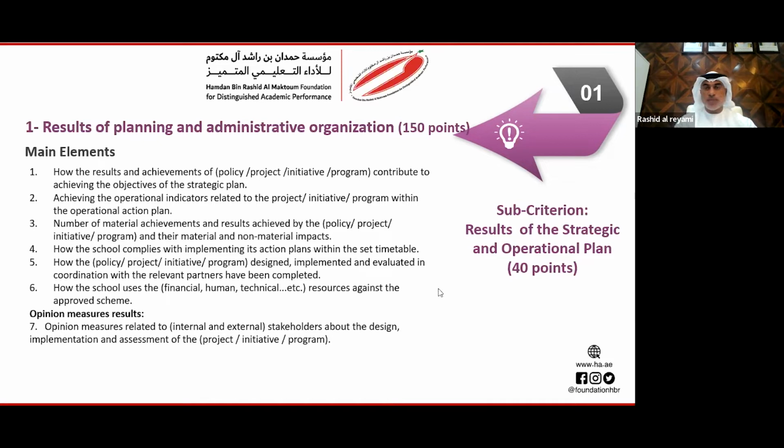That's the question. Okay. So now we will look at the result of the first and the second alignment of criteria number 1. How the result and achievement of policy, project, intensive program contribute to the achievement of the objectives of the strategic plan. Achieving the operation indicators related to the projects and intensive programs within the operational action plan. Number of material achievements and results achieved by the policy, project, and intensive program, and their material and non-material impact.